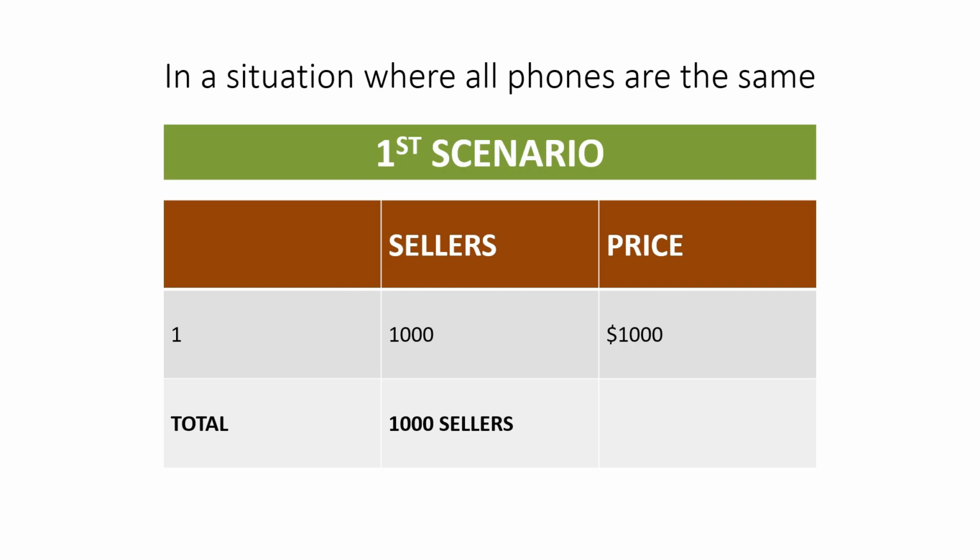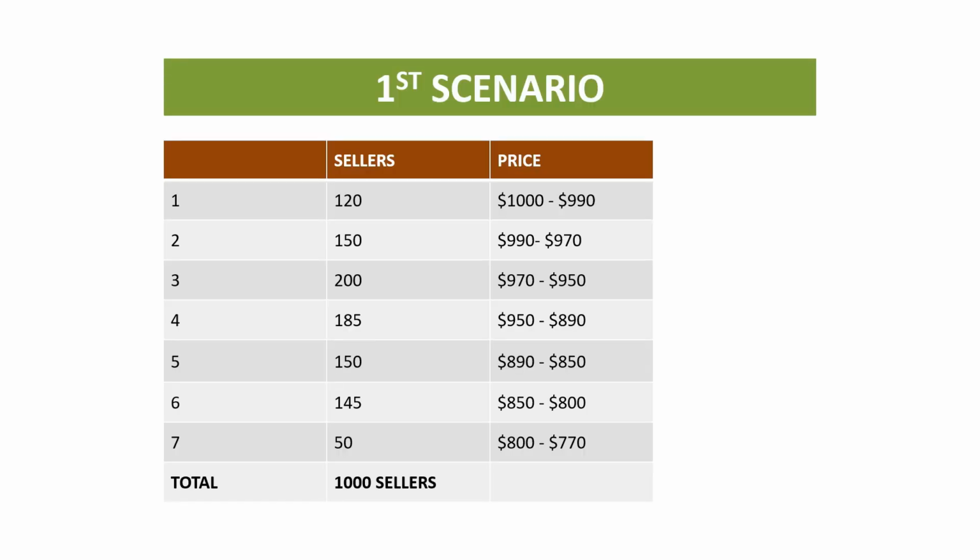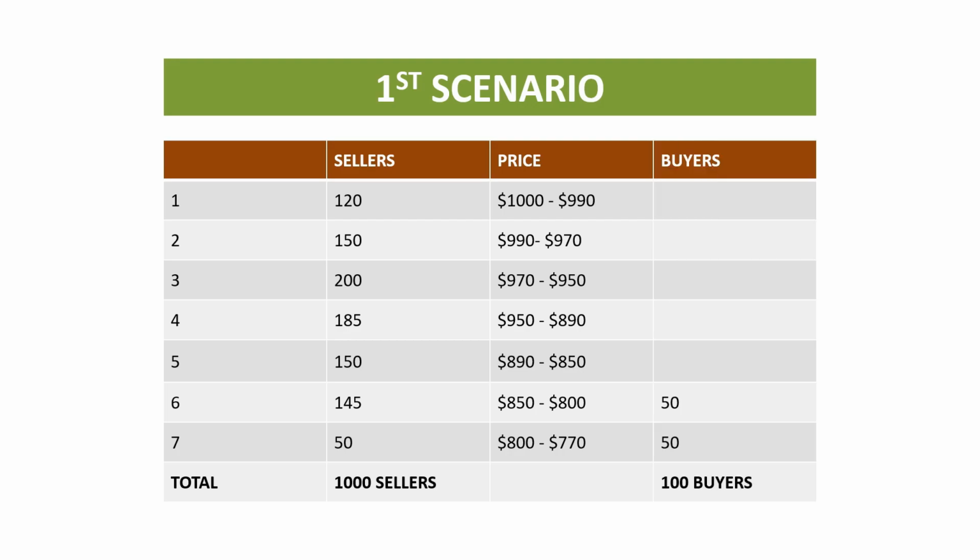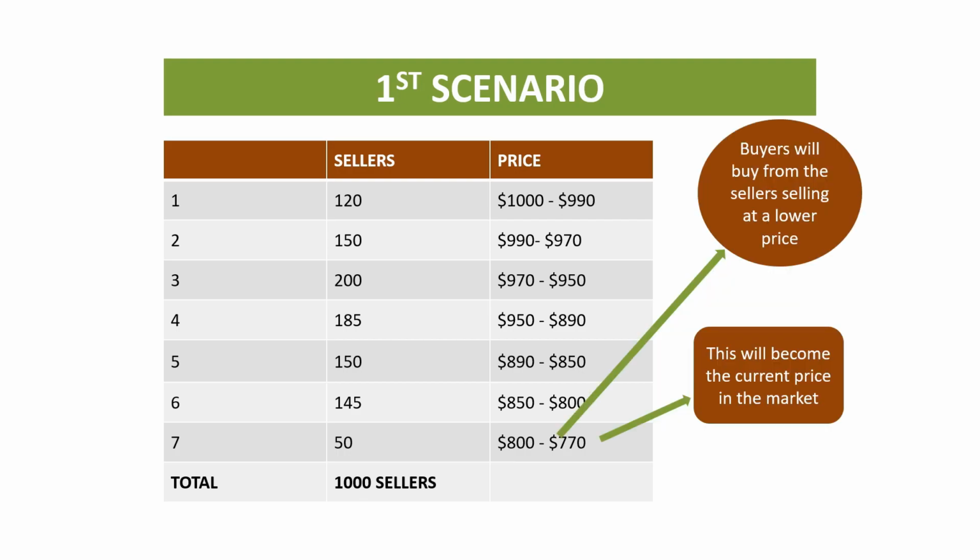The majority of the sellers tend to reduce the price of their iPhone, in order to attract a buyer and sell on time. As there are only 100 buyers, it's of no doubt that the 100 buyers will purchase their iPhones from the sellers with the lowest price, including me and you, which in this case is between $770 to $800, which is lower than the market price. 50 buyers will purchase from sellers in row number 7, who sell at the lowest price, while the remaining 50 buyers will purchase from sellers in row number 6.